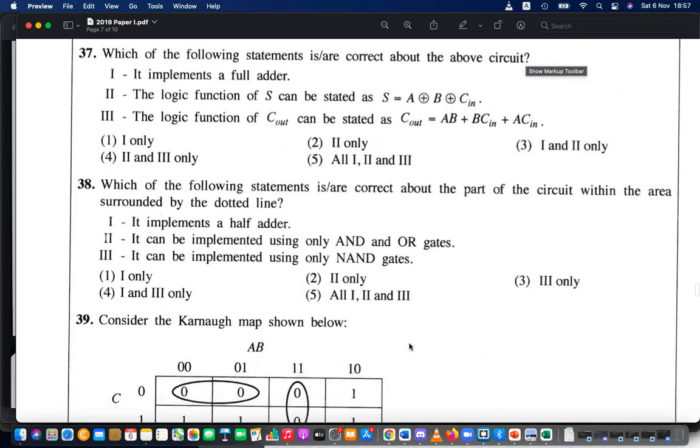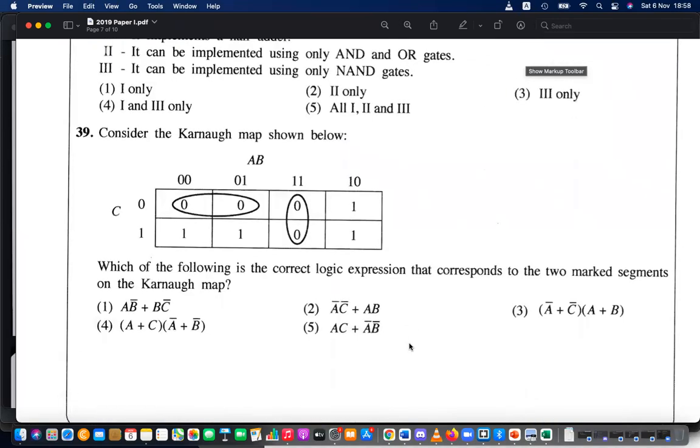39. Consider the K-map shown below. Which of the following is the correct logic expression that corresponds to the 2 mark sequence of the Karnaugh method? The zeros are what is grouped. When zeros are grouped, we should think in terms of the OR gate. If we think of the OR gate, we have to take the product of sums terms, the AND of the OR terms. Only options 3 and 4 have the AND of OR terms. So most probably the answer is 3 or 4. Now let's see what the actual answer is.